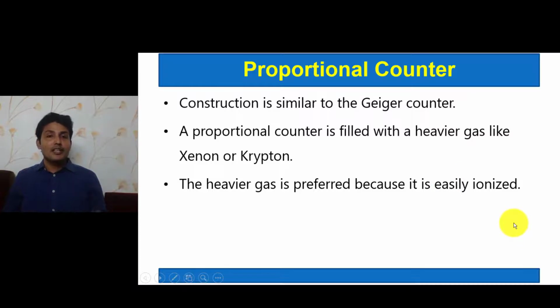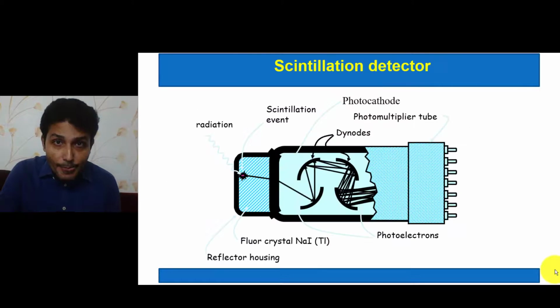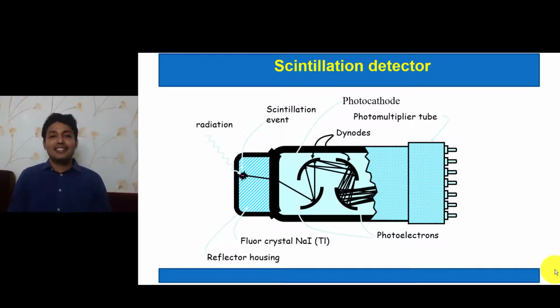So Geiger-Müller and proportional counters are similar. Only difference is here xenon and krypton gas are filled. Next is scintillation detector. Here what is the case? Here this crystal of sodium iodide with thallium is placed.